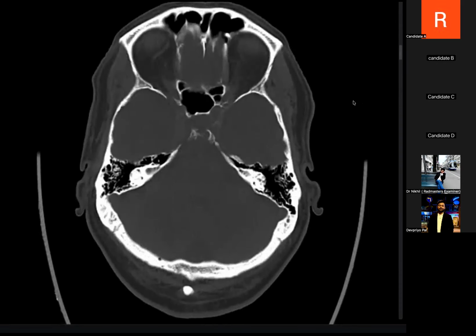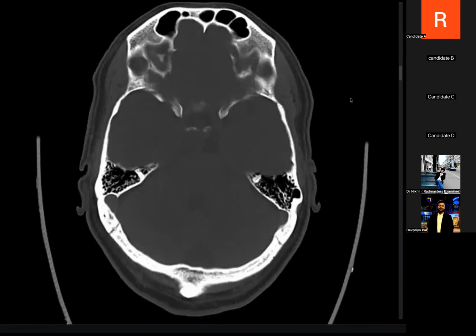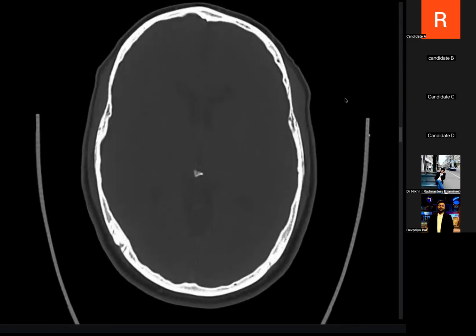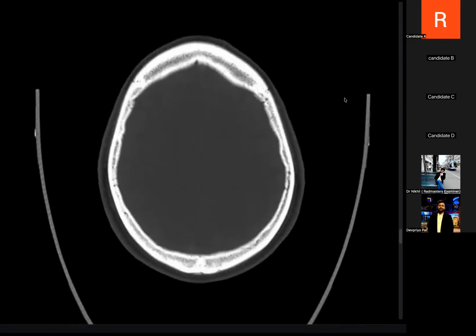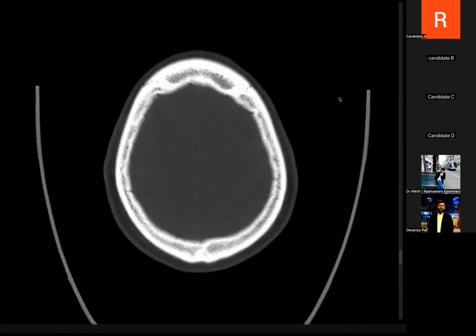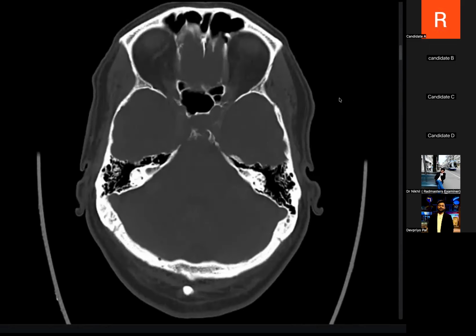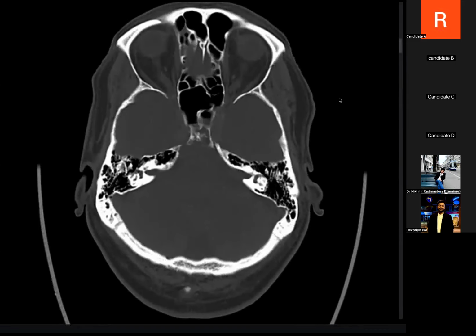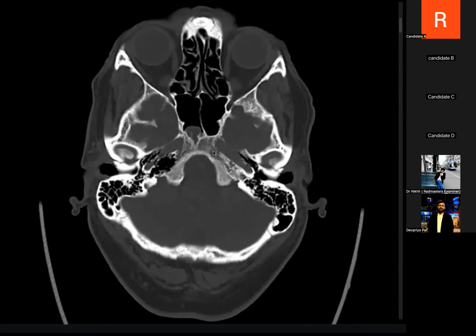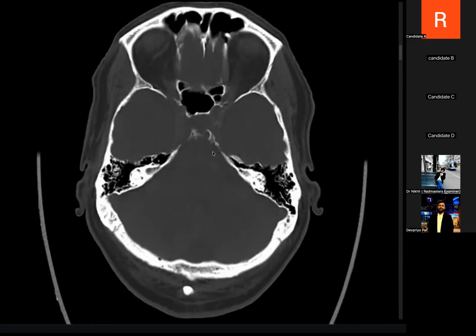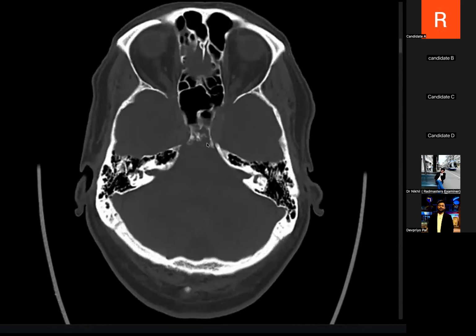So this is bone window images, axial. I'm looking for any bony destruction. I'm going through, and I would also like to see the rest of the image in bone window. I cannot appreciate any other. Here I can see some cortical erosion also noted in the clivus region.